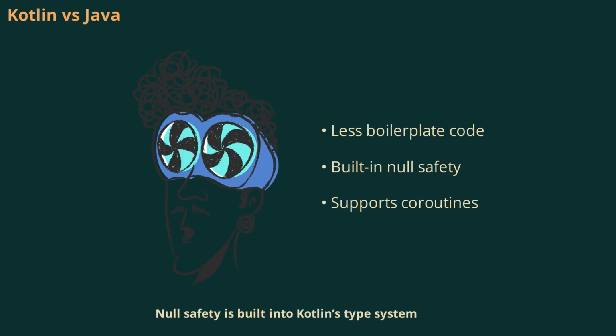Null safety is built into Kotlin's type system, helping prevent common runtime crashes. Additionally, Kotlin supports coroutines for lightweight, asynchronous execution, making it easier to handle tasks without relying on heavy system threads. These features make Kotlin a more concise, safer, and efficient language for developers, especially in Android development.